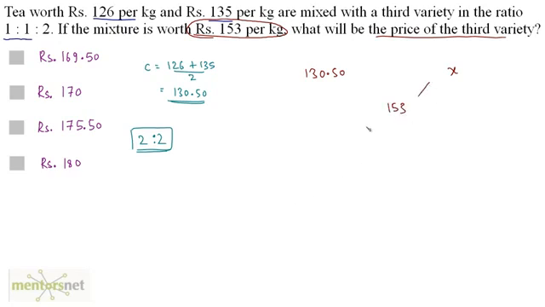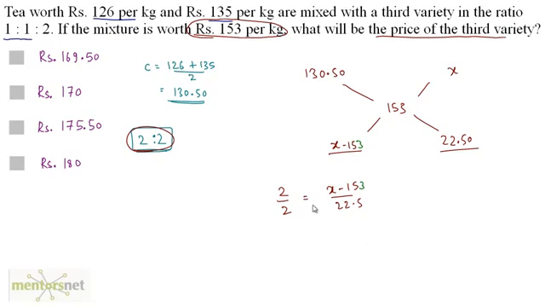Now on the left hand side I have X minus 153. On the right hand side I have 153 minus 130.5, and that's 22.50. Okay. So now we have the ratio 2:2, that's 2 by 2 is equal to (X minus 153) by 22.5. I'm sorry, this should be 153. So (X minus 153) by 22.5 is the ratio.